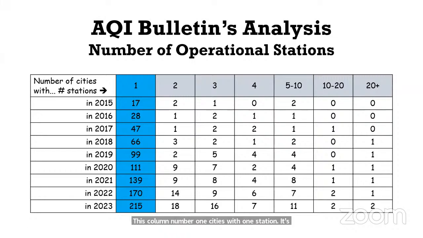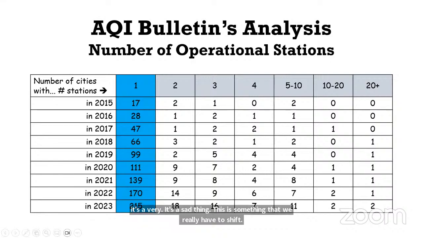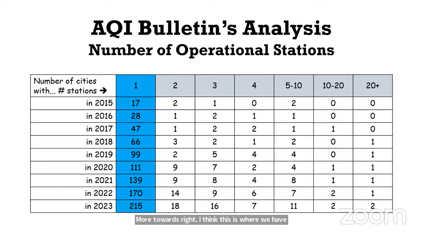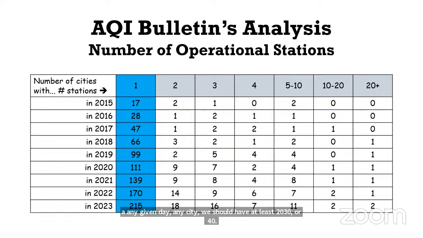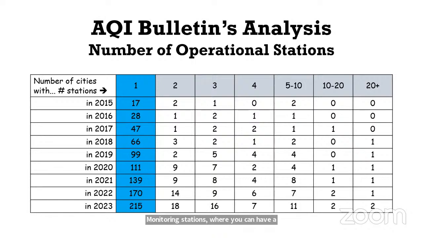This is something that we really have to shift more towards the right. I think this is where we have a lot of opportunity to expand. A city with only one monitoring station is not mathematically a good sample. Any given day, any city, we should have at least 20, 30, or 40 monitoring stations where you can have a good spatial and temporal representation, and something that we can use for both science and for regulatory discussions.